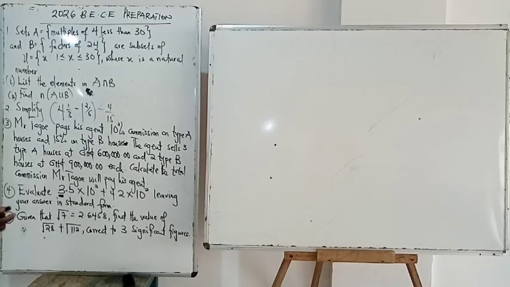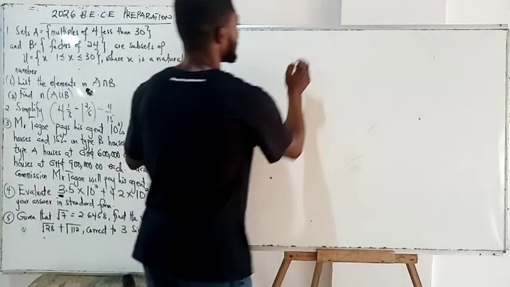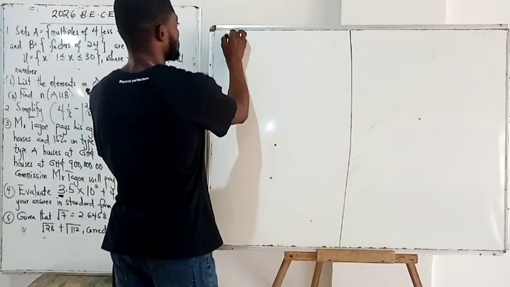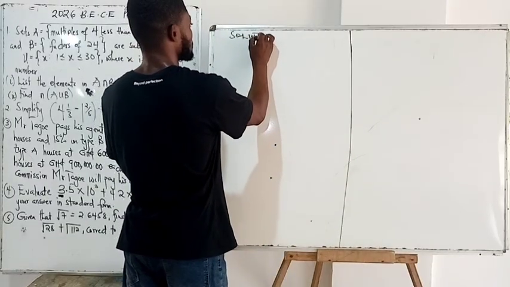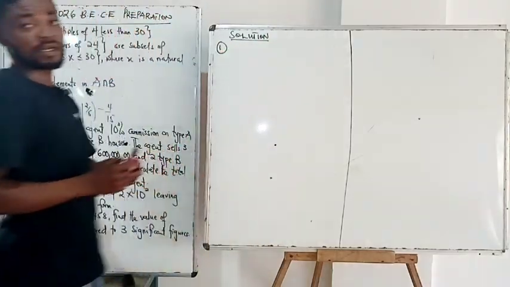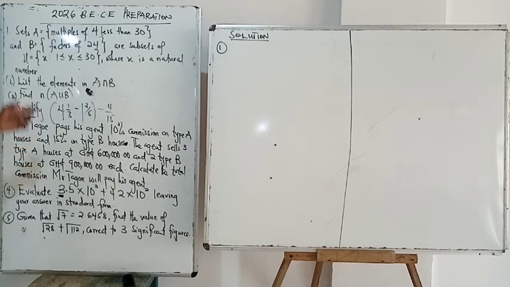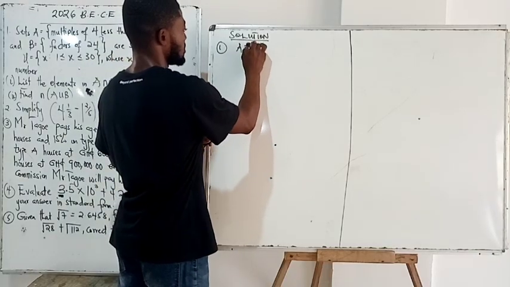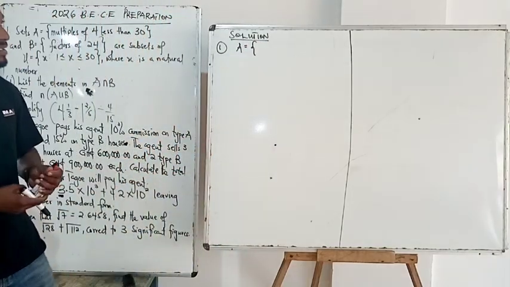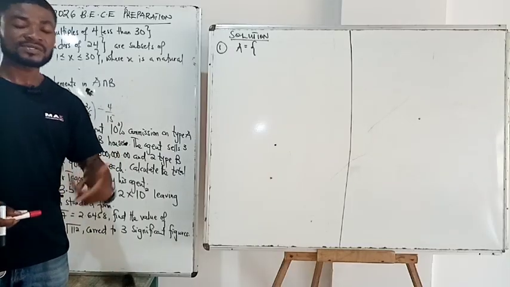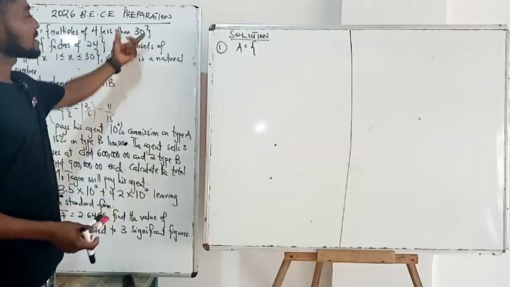So from the little information I have, per my understanding of this question, we are to find the multiples of 4 which are less than 30. That is the set A. So the multiples of 4 are just the numbers that you get when you multiply 4 by any number. So 4 times 1, 4 times 2, 8 in that order. But it should be less than 30.